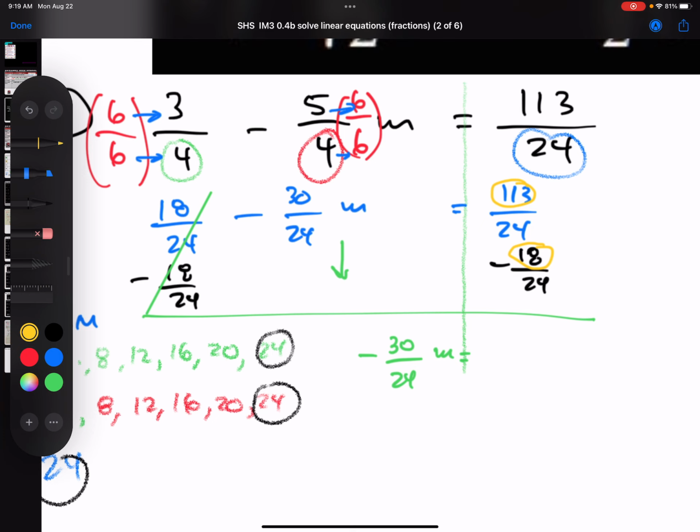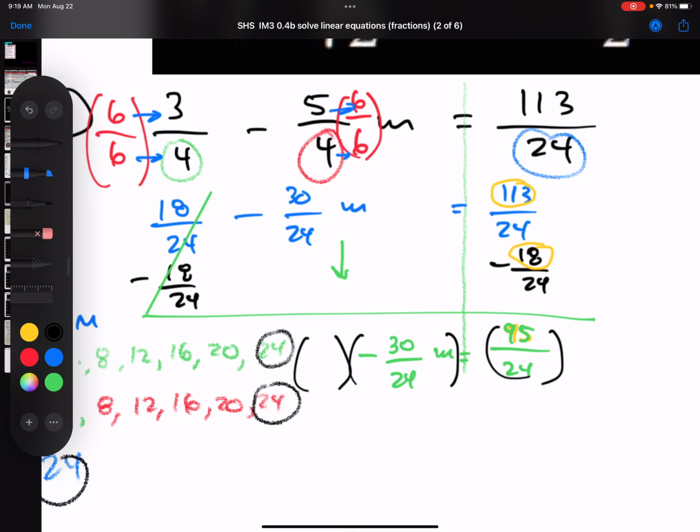What do I get? Yeah, 95. I should do them green. 95 over 24. And I'm going to do this all at once. I want to get rid of what's in front of the m, so you need the inverse.